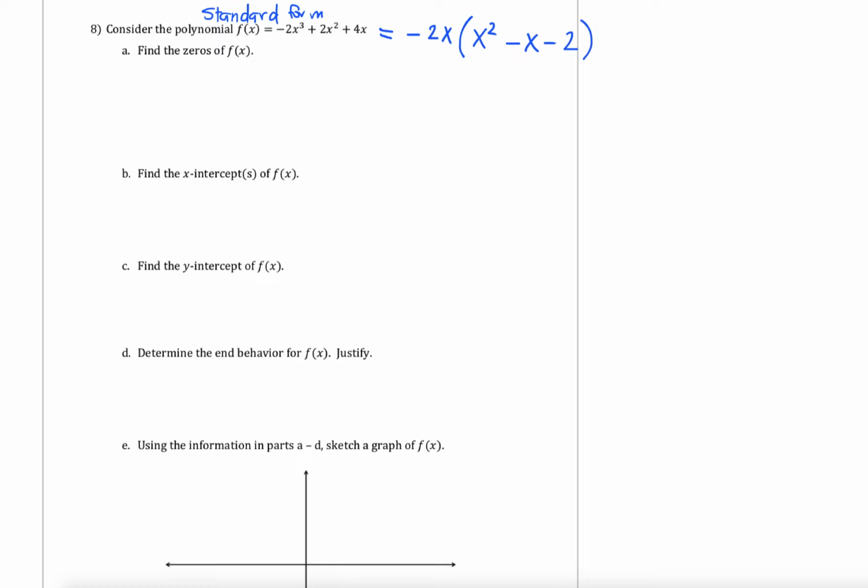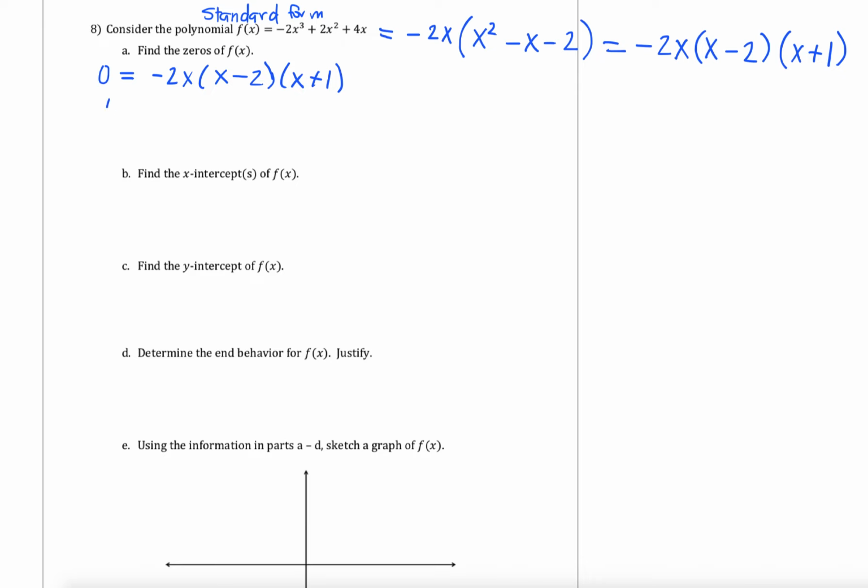Now from here, I can factor that further since I have a quadratic. So I still have the -2x on the outside. How does x squared minus x minus 2 factor? Well, that would factor as x minus 2 and x plus 1. Now that we're in factored form, to find the zeros, I'm going to set the factored form equal to 0. And then use the zero product property from there. Why don't you guys pause the video and find all of these zeros for this function.